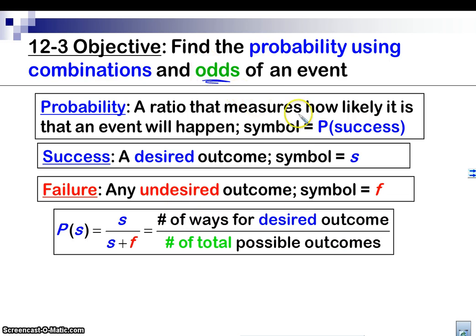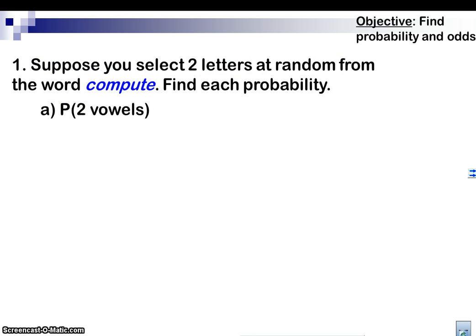odds of an event is and how odds is different than probability, because you'll see that a lot. The odds of getting the 6 is this, and so it's a little bit different than probability itself. So you see that a lot in sports. You know, they say the odds of them winning is 5 to 2. So we'll see what that means.